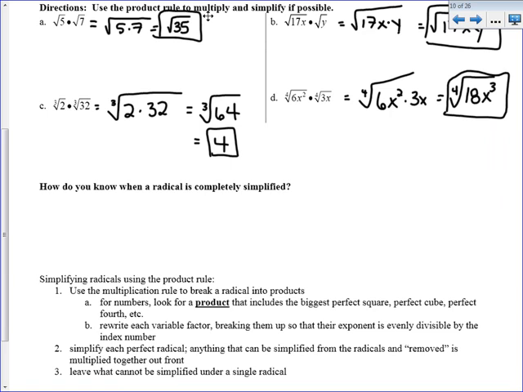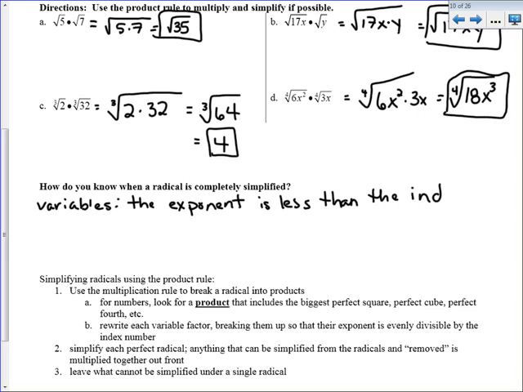When you're looking at variables, you know you're done when the exponent is less than the index. On that last problem, my exponent on the x was 3, the index is 4, so I know I'm done. If they're equal, you can still simplify. If it's greater, you can still simplify. But if the exponent is less than the index, we know our variables are done.